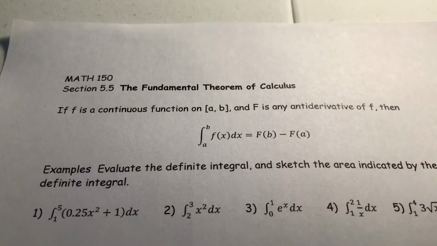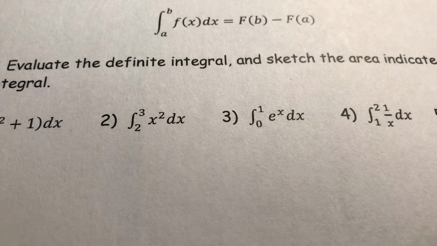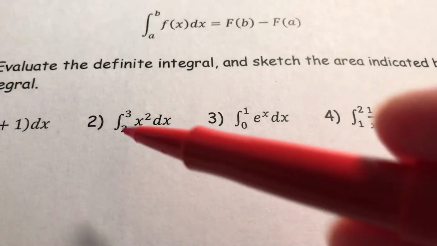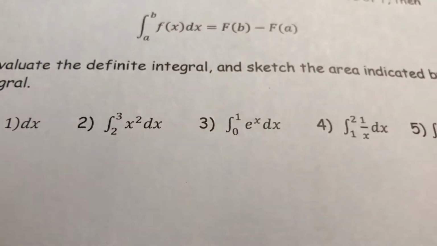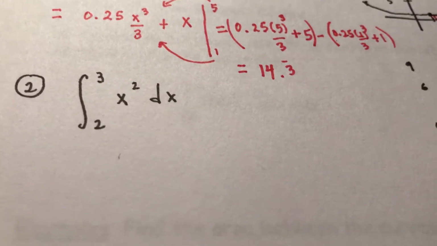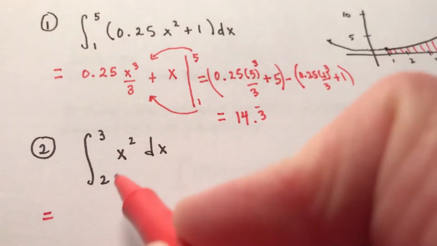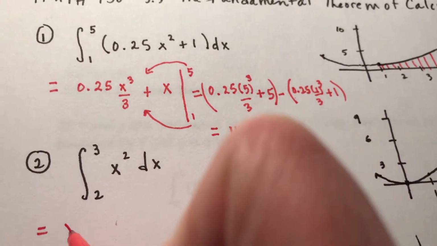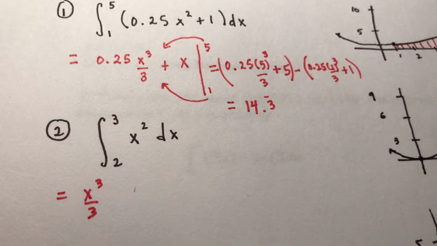All right, 5.5, number 2. It says the integral from 2 to 3 of x squared dx. I've written it down here, so what we're going to do is first find the antiderivative of x squared. And we know that that's x to the third over 3. Very simple little function there.